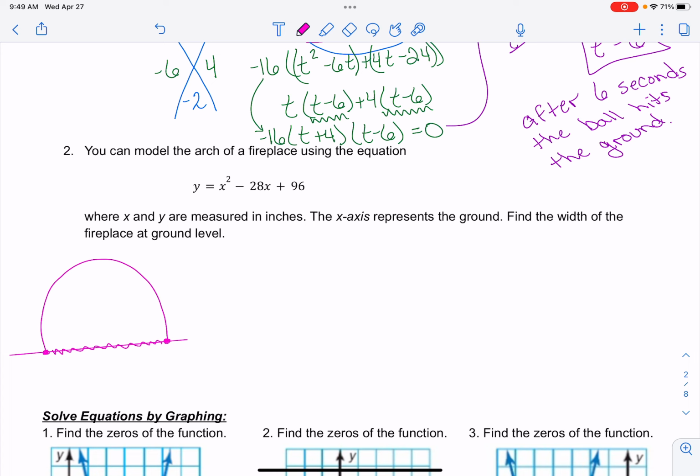So to do that, again, we have to set y equal to 0, because at ground level, our y is going to be 0. So 0 equals x squared minus 28x plus 96. And again, now we have to go into factoring. So we have to make our x. Up top is 96, and on the bottom is negative 28. Two numbers that multiply to give us 96 and add to give us negative 28 are negative 24 and negative 4.